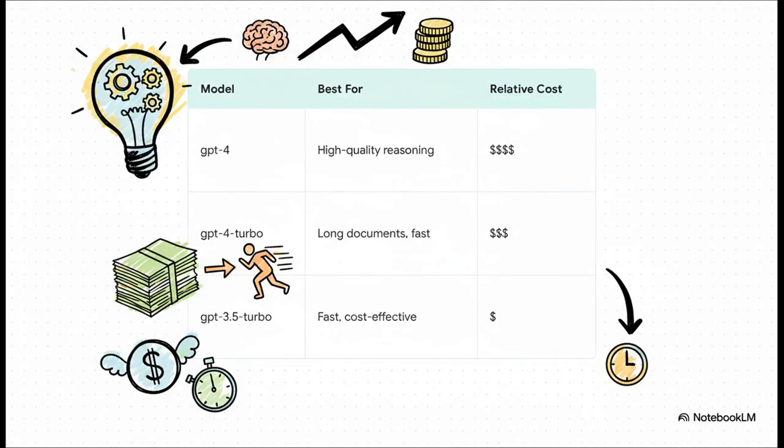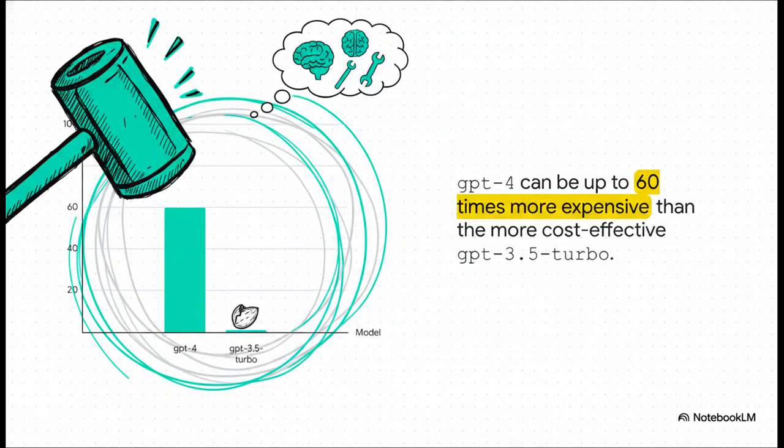And not all models cost the same. In fact, the prices can vary wildly. The most powerful models, like GPT-4, are amazing for really complex reasoning, but they come with a pretty hefty price tag. For simpler, faster jobs, a model like GPT 3.5 Turbo is way more economical. And to really put that in perspective, for the exact same task, the classic GPT-4 model can be up to 60 times more expensive than GPT 3.5 Turbo. That is a massive difference.